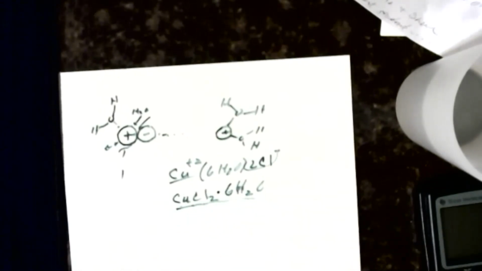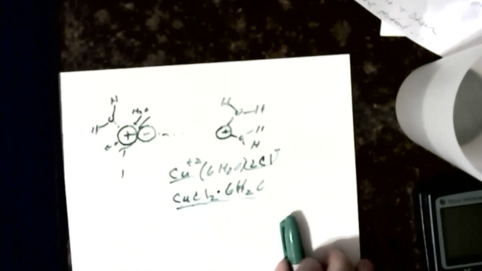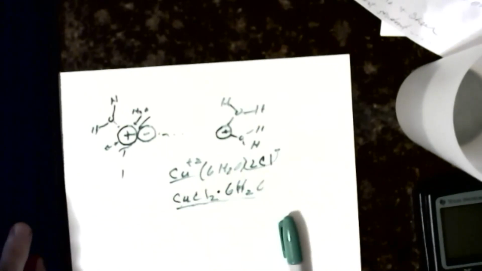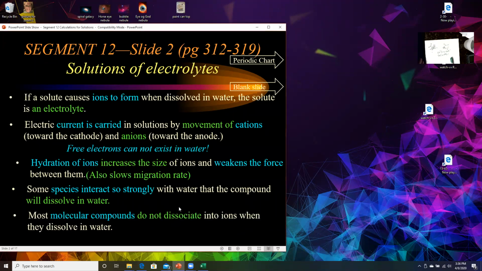So whenever you put this into solution, you're going to have the copper ion hydrated, and that's going to stabilize it, and that's going to make it much, much easier for that compound to dissolve. So some species interact so strongly with water that the compound will actually dissolve in the water. Not everything does. We've learned the solubility rules in order to determine that.